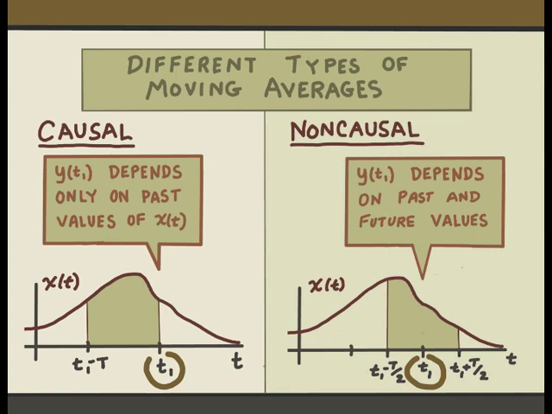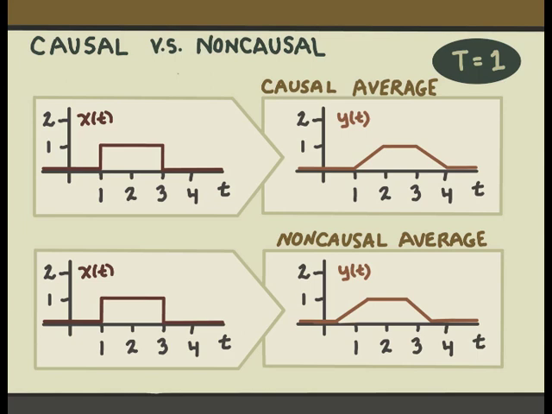We'll discuss causal and non-causal systems later. For now, let's just examine these two different types of moving average. Let's start by looking at the output of the causal moving average system and the non-causal moving average system when we put a pulse input into the system.